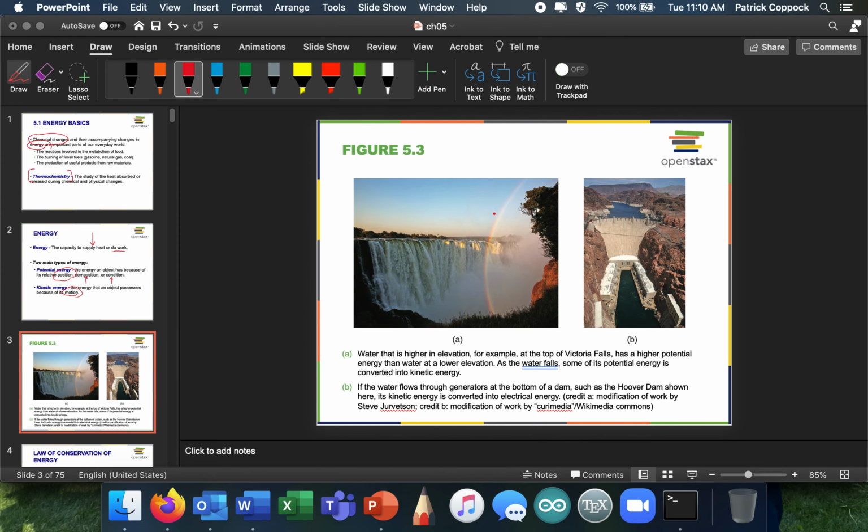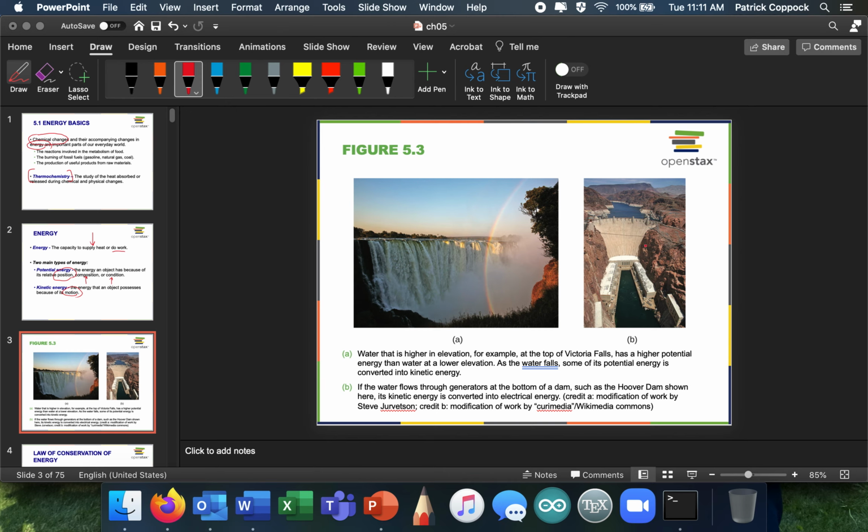So, for example, here's water at the top of Victoria Falls in Africa. If you have water at the top of the falls, it has a high potential energy. As it falls, it's converted into kinetic energy, and when it gets to the bottom, it makes a lot of heat. So it has high potential energy at the top, low potential energy at the bottom, and it's converted into heat by way of kinetic energy and collisions as it gets to the bottom.